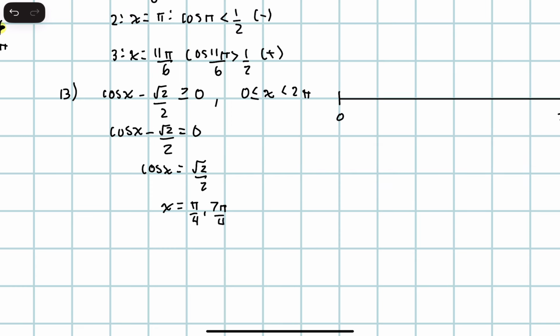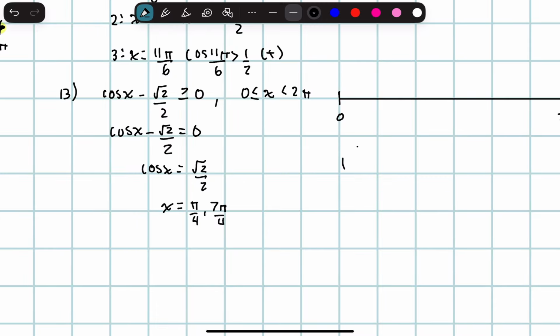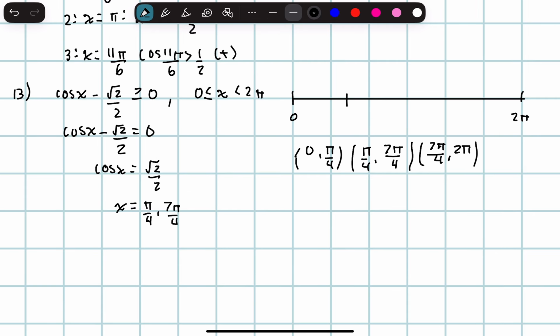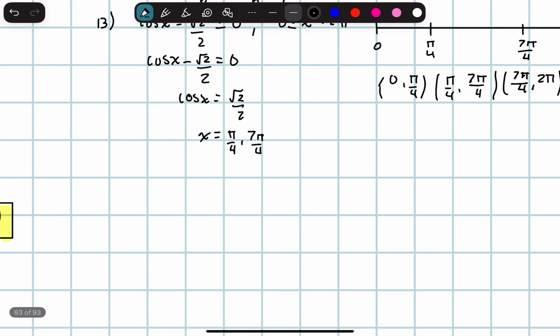So you just draw 0 to pi over 4, pi over 4 to 7 pi over 4, and 7 pi over 4 to 2 pi. So we can just mark those, 7 pi over 4. Okay, great. So now we can start to test.